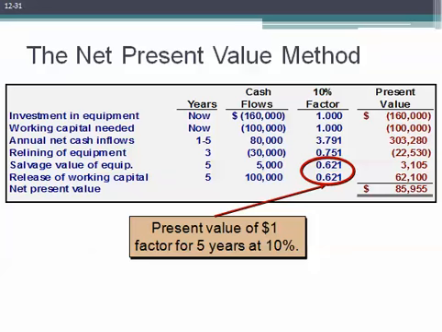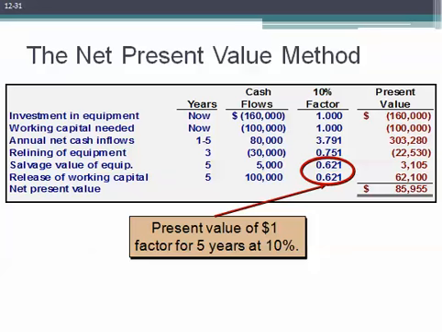Finally, we had salvage value and the release of working capital at the end of our project's life. And again, those are both just lump sum amounts. So the present value factor, 5 years at 10%, is 0.621. We multiply that by the 5,000 and get a present value of our salvage of 3,105. The present value of the release of the working capital is 62,100.